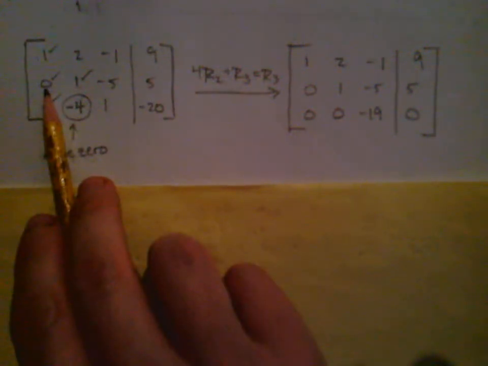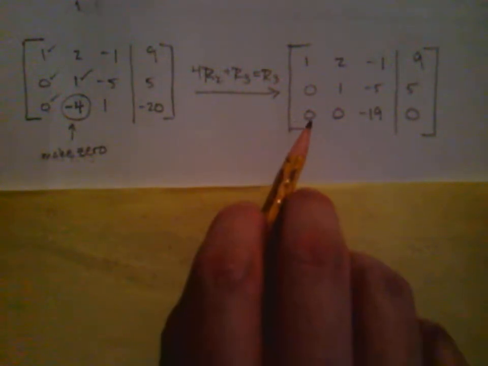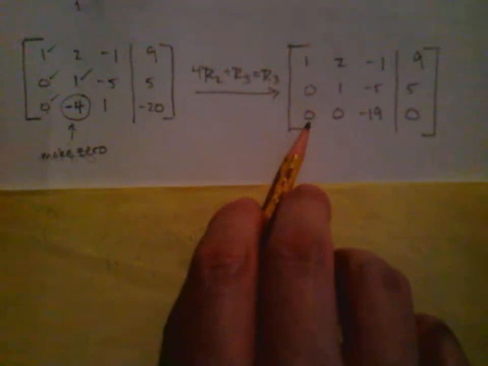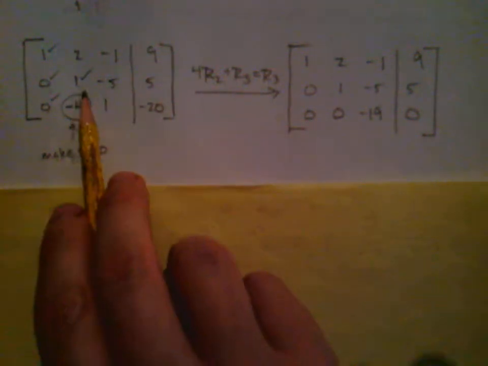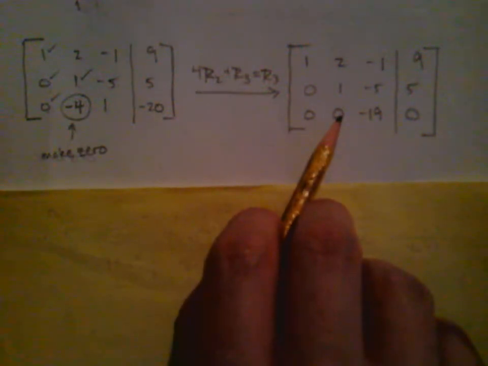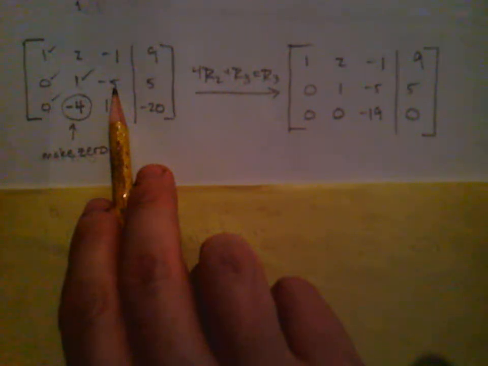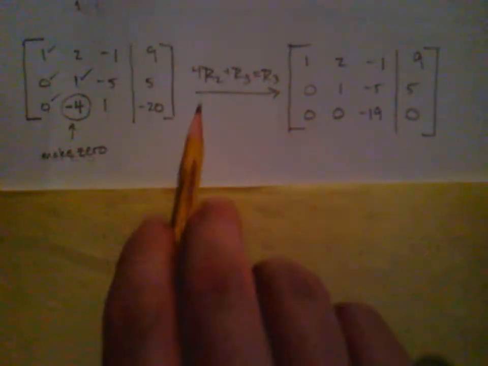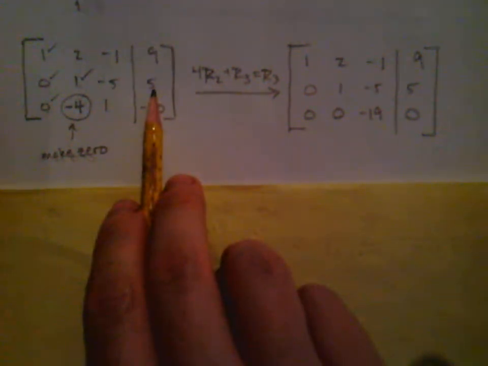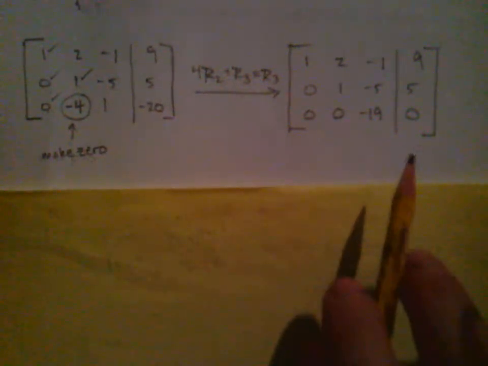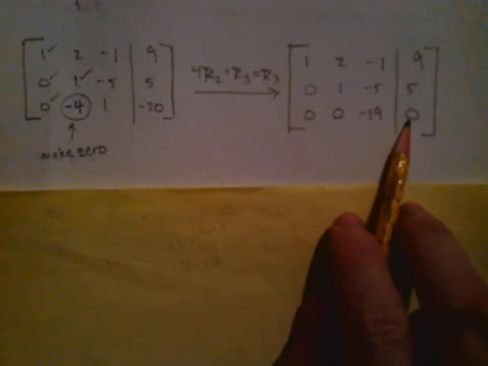4 times 0 is 0 plus the 0. It stays a 0. That's key. Then 4 times 1 is 4 plus the -4 gives me that 0. And I'll keep going. 4 times -5, -20 plus the 1, -19. 4 times 5 is 20 plus the -20. That happens to be a 0. That's a coincidence. But you know, I don't mind.